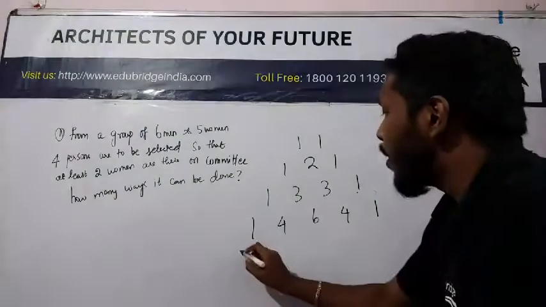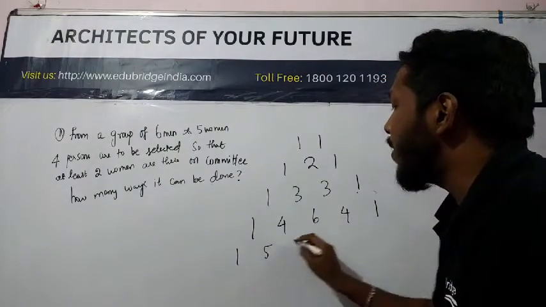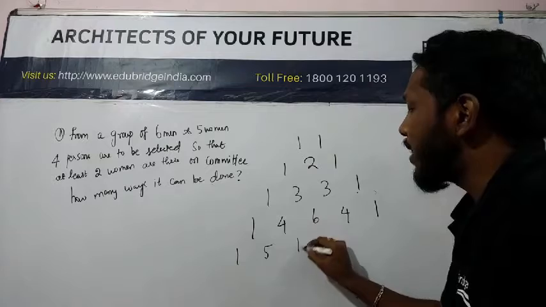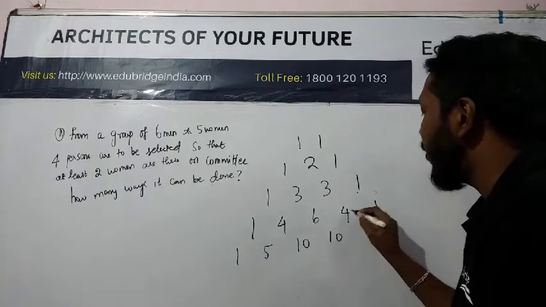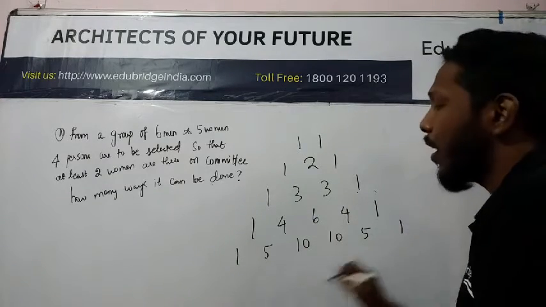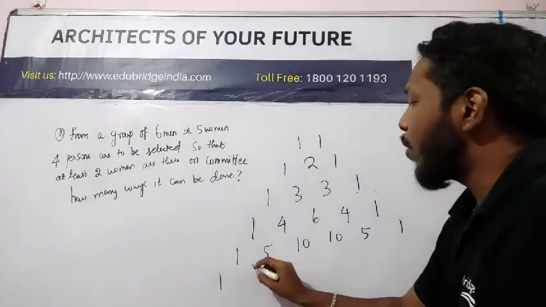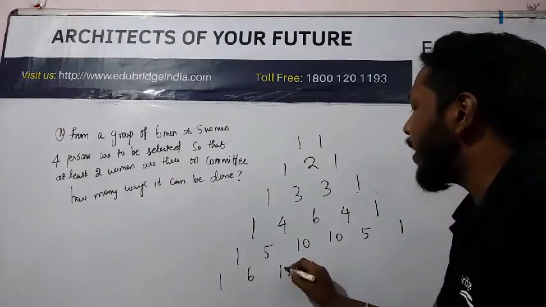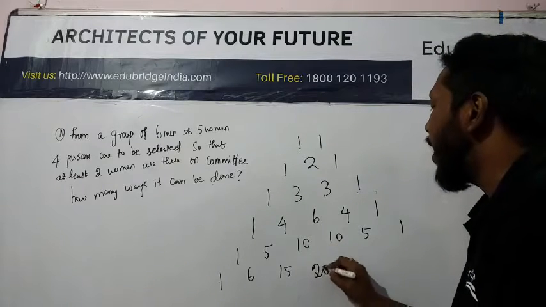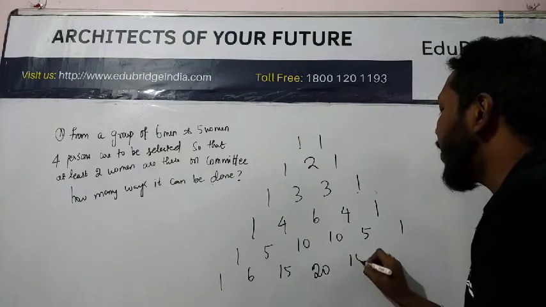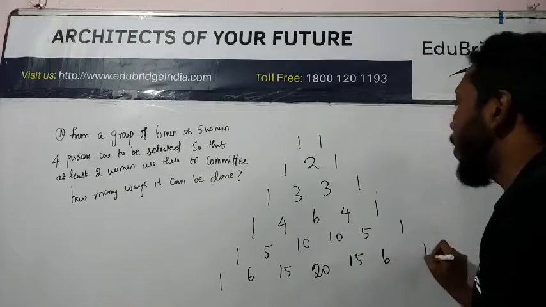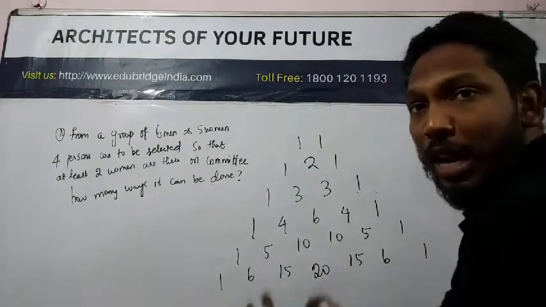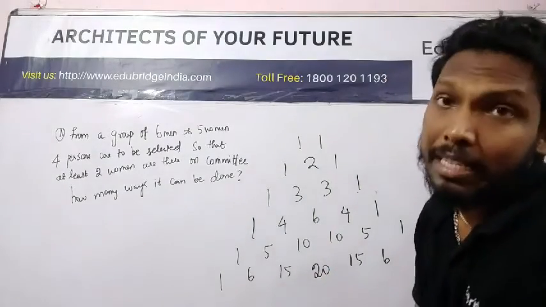And then after that you'll have 1, 5, and then 4 plus 6 which is 10, 6 plus 4 which is 10 again, 4 plus 1 which is 5, and then 1. And then you have 1, and then 5 plus 1 which is 6, 5 plus 10 which is 15, 10 plus 10 which is 20, and 10 plus 5 is 15 again, 5 plus 1 is 6, and then 1. So this triangle shape is called Pascal's triangle.